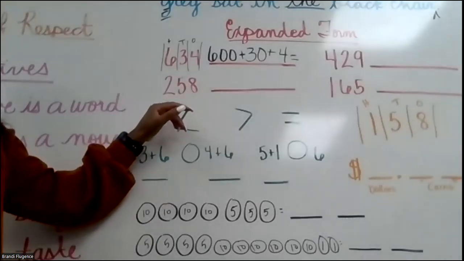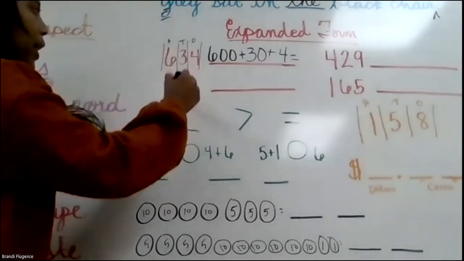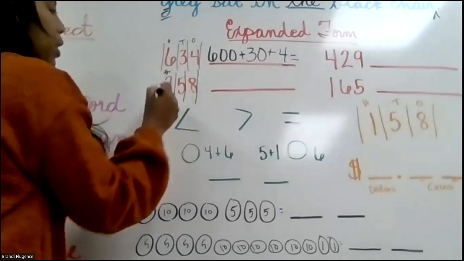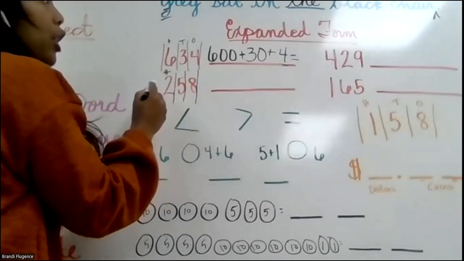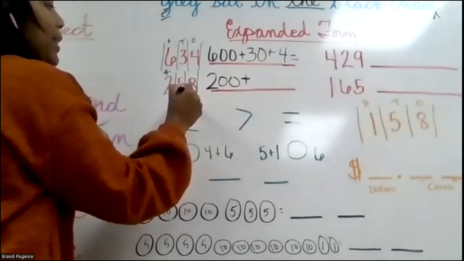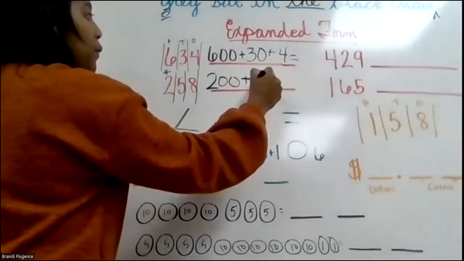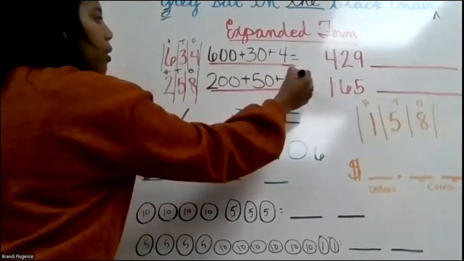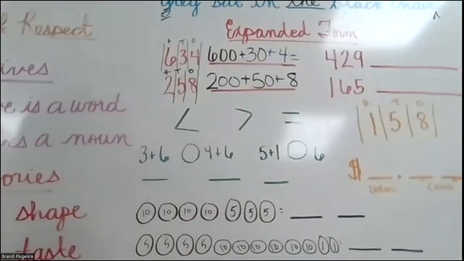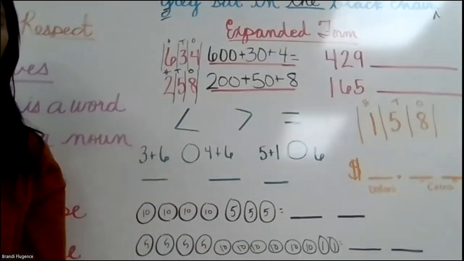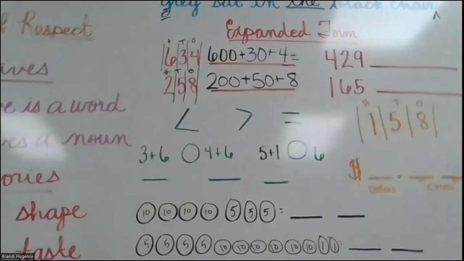Okay, let's look at 258. We're gonna expand this one as well. Expanded form. So how many hundreds do I have in 258? 200 plus how many tens? Which makes 50. Plus how many ones? 8. So 200 plus 50 plus 8 makes 258. See that?